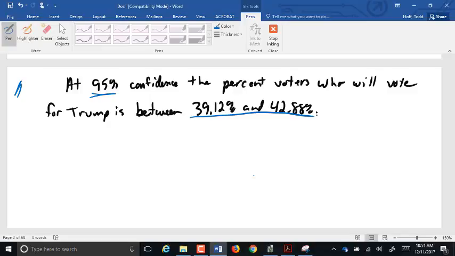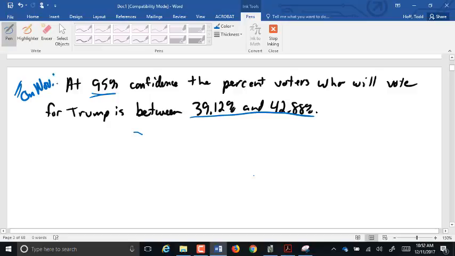So, of course, any sort of political survey has that qualification. So technically, we should state that this was on November 1st. So on November 1st, which is when that survey was done, we are 95% confident that between 39.12 and 42.88% of voters plan on voting for Trump. There may have been a lot of things that happened between November 1st and the actual election day that changed that. Okay, any questions?